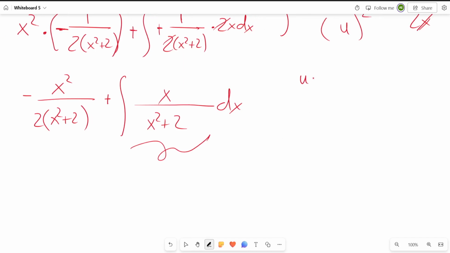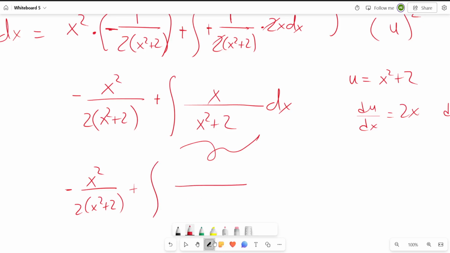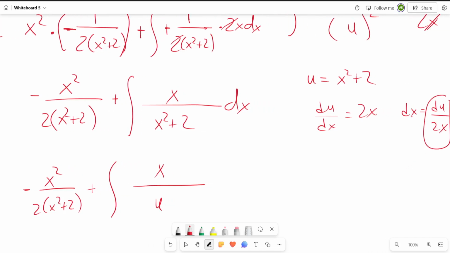So again, let's u substitute. u is going to equal x squared plus 2. So du by dx is 2x. So dx is du over 2x. Let's substitute everything. So this is going to be negative x squared over 2 times x squared plus 2 plus the integration of, this is x, this over here is going to be u, and instead of dx, I'm going to replace it with du over 2x, and straight away I can see that this x will cancel with this x.